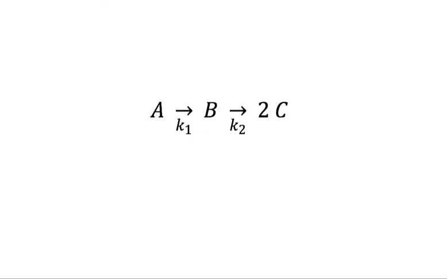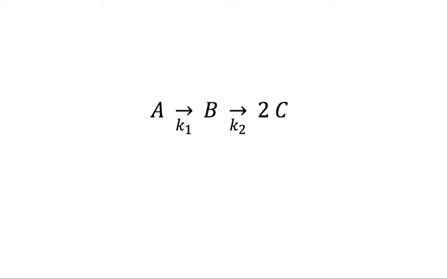So for the example, we'll look at a sequential reaction mechanism where A reacts to form B with rate constant K1, and B reacts to form two molecules of C with rate constant K2. Since those are simple mechanistic steps, the first step, because it's unimolecular in A, is going to be first order in A. And the second one, because it's unimolecular in B, will be first order in B.